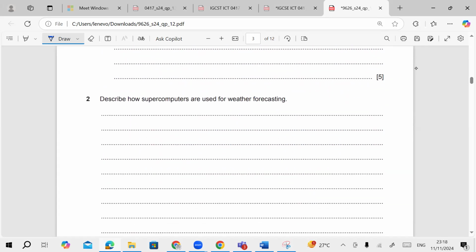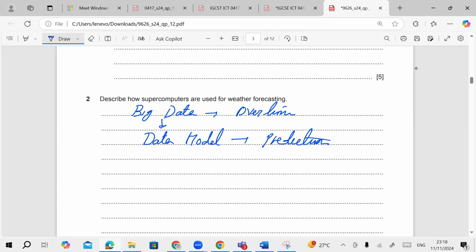Describe how supercomputers are used for weather forecasting. Well, first of all, supercomputers use big data, which means they have a lot of data, which has been gathered over a lot of time, decades. This big data helps us to create a data model. Okay, and this data model helps us for the prediction. Then why do we use supercomputers? Because they can actually do a lot of complex calculations.